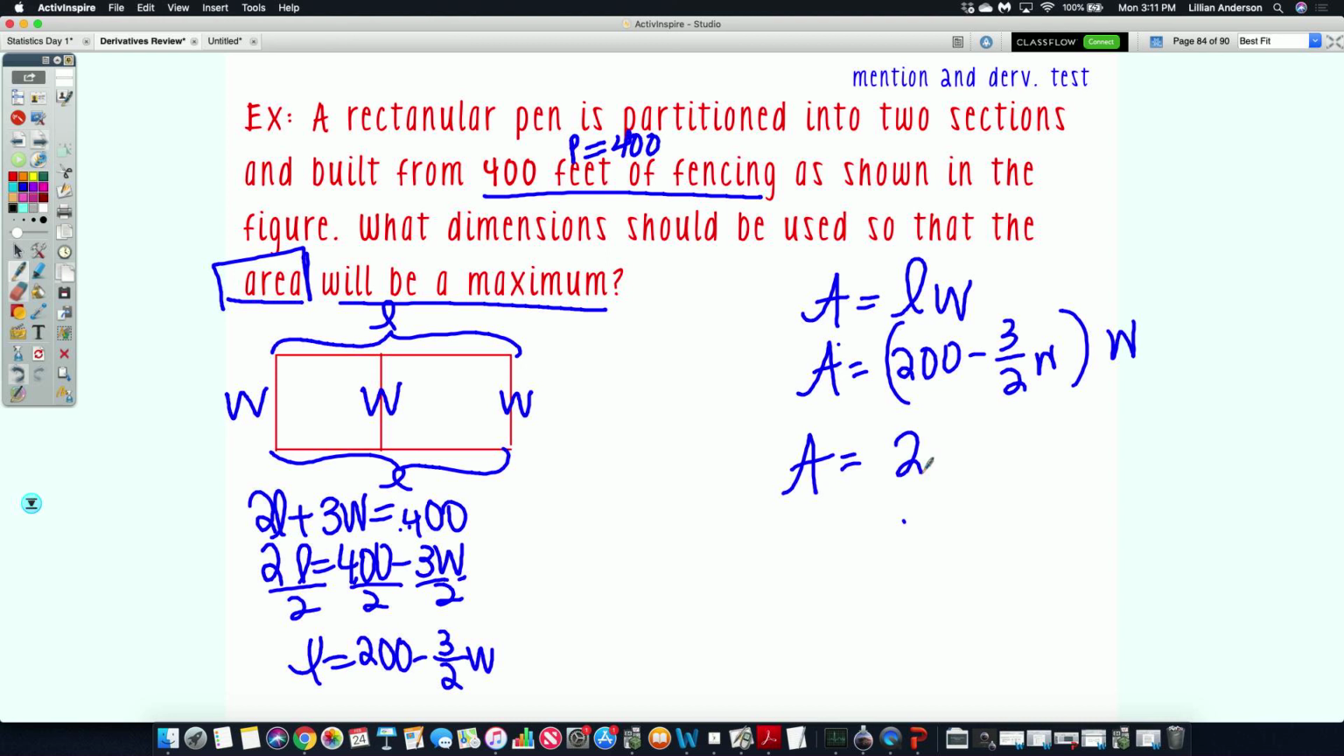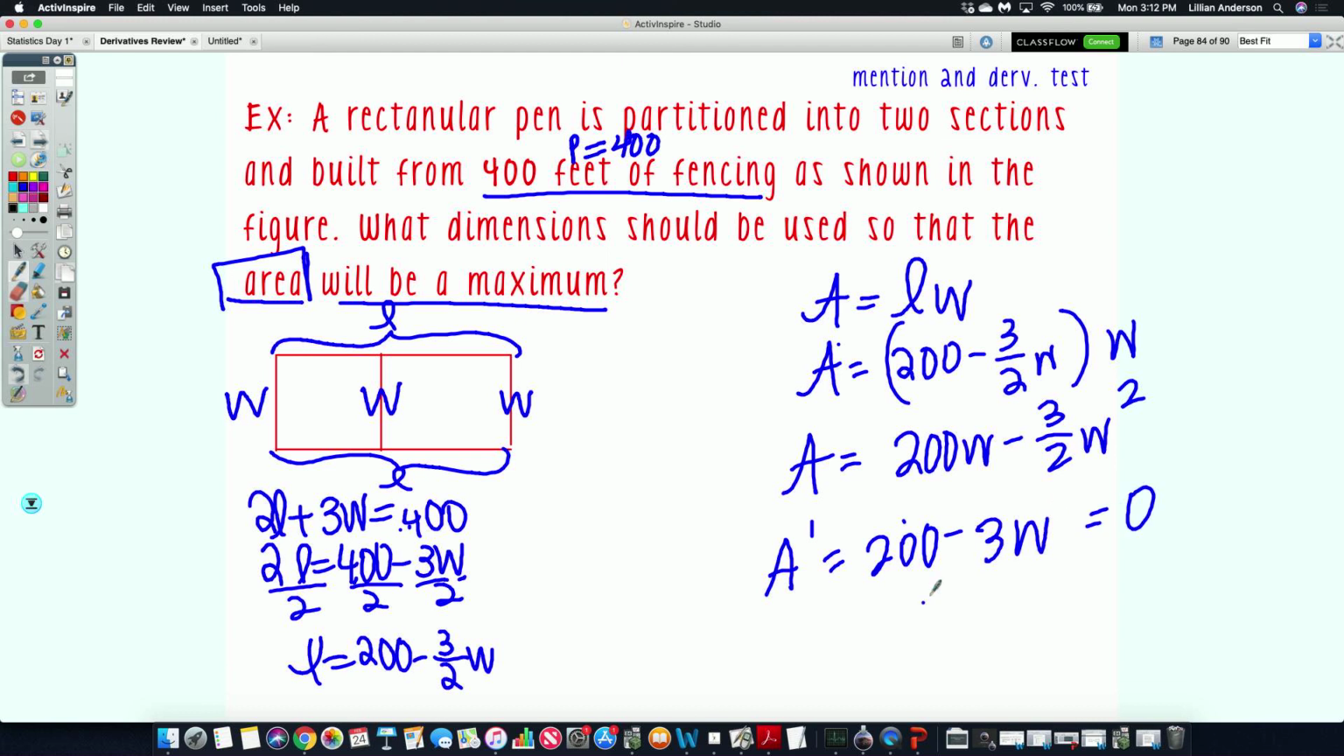So that becomes 200W minus 3/2 W squared. What's the derivative of this? 200 minus 3W. What do I need to do from here? Set it equal to 0. So that becomes 200 equals 3W. Divide both sides by 3 and W equals 200 over 3.